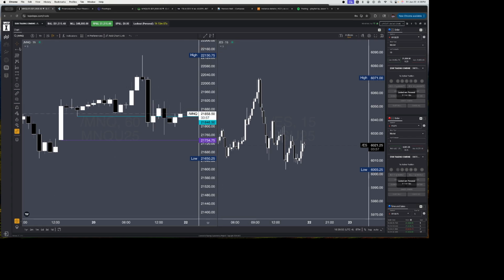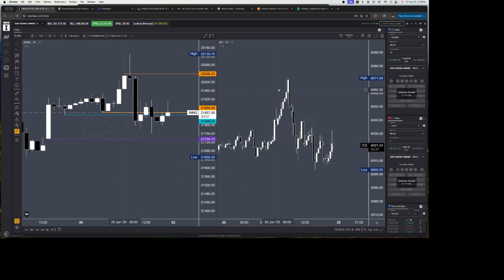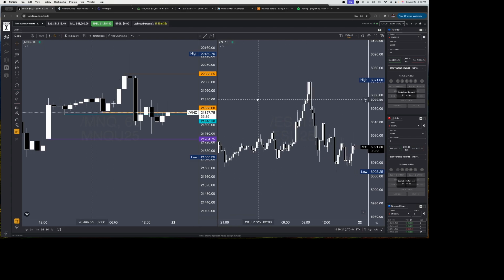Right here at 4 a.m. would be our London low. And the reason I'm not marking an Asian high is because I can already see that London took the Asian high. So that doesn't really make a lot of sense. All right, London, 8 a.m. So there's London high right there. You can see that NQ wicked through that. I'm pretty sure ES did too. Yeah, ES went through London high too. But we closed below it and came back down.